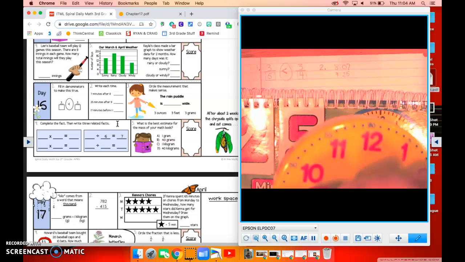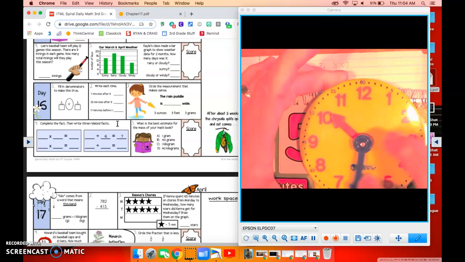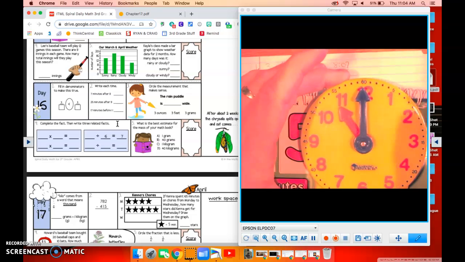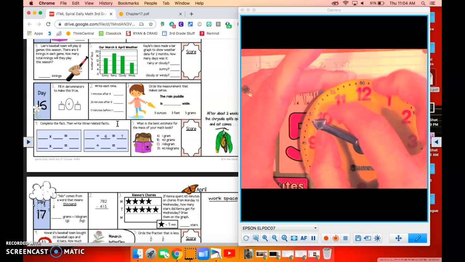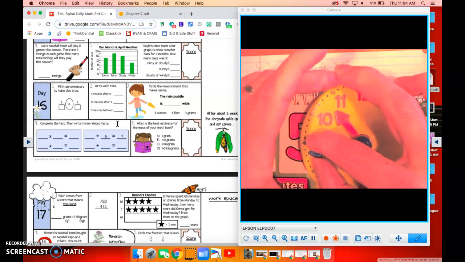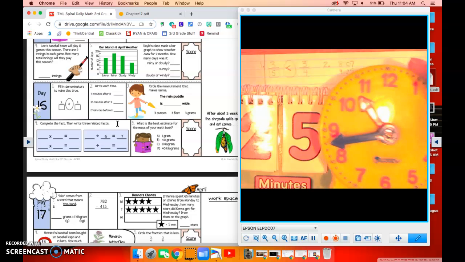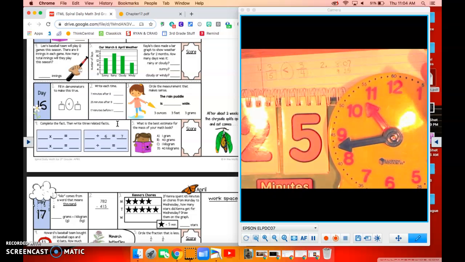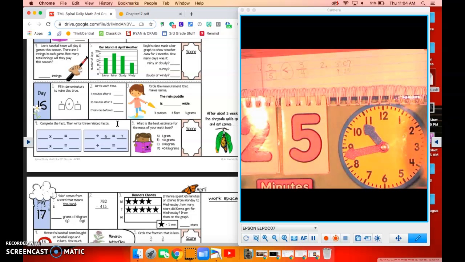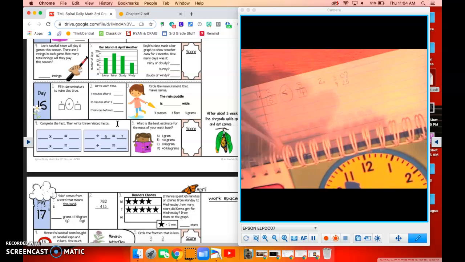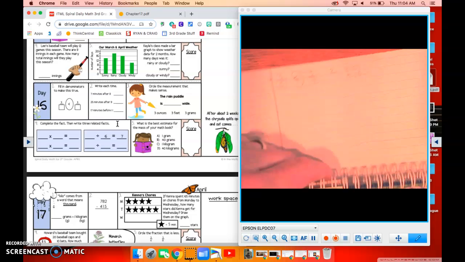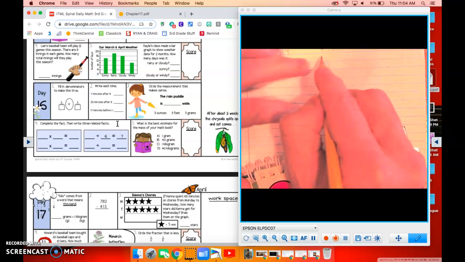Or I'm going to go up here. I'm going to move it all the way up to 11, and then I'm going to count backwards those 17 minutes. So 5, 10, 15, 16, 17 minutes. Okay, so that is going to be 10, 40, 41, 42, 43. So 10:43. So digitally, it will look like that.